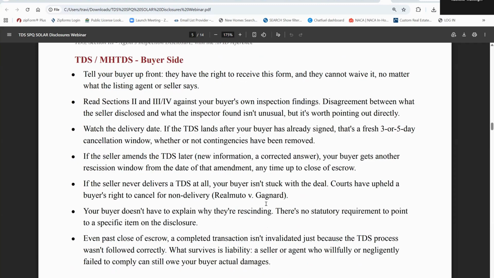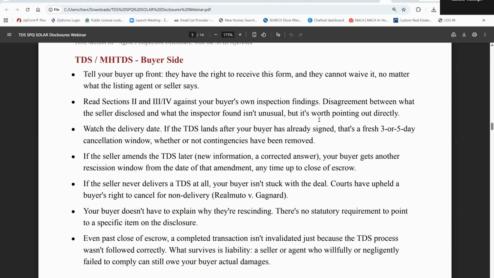Looking at it from the buyer side, tell your buyer up front they have the right to receive this form. They cannot waive it, no matter what the listing agent says or what the seller says. Read sections 2 and 3 against your buyer's own inspection findings. Disagreement between that and the seller disclosed, and what the inspector found, isn't unusual, but it's worth pointing out directly. So you might find inspection findings being different than what the seller has disclosed.